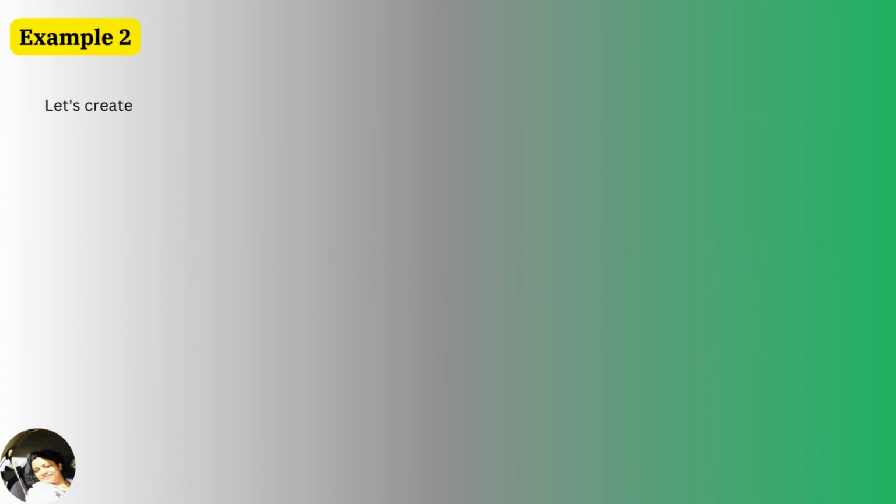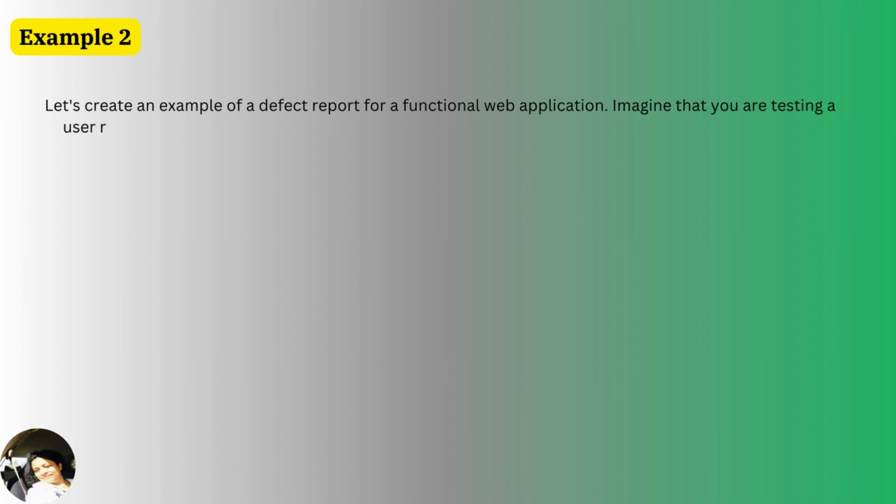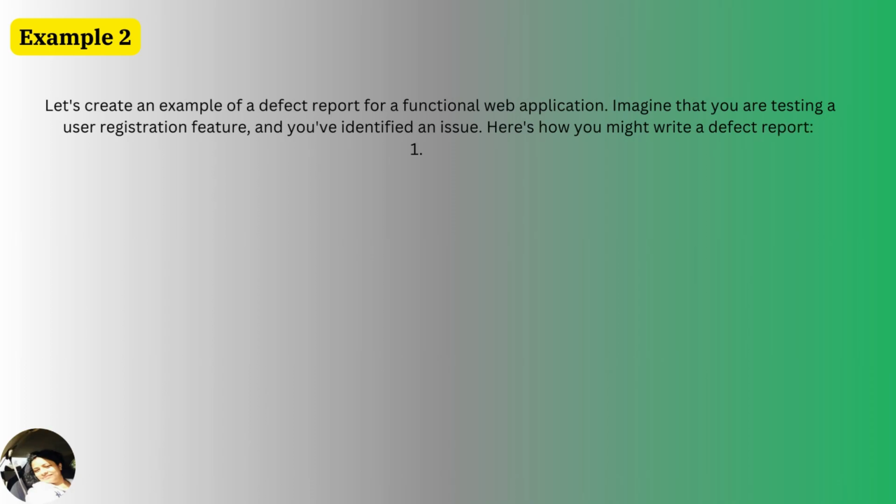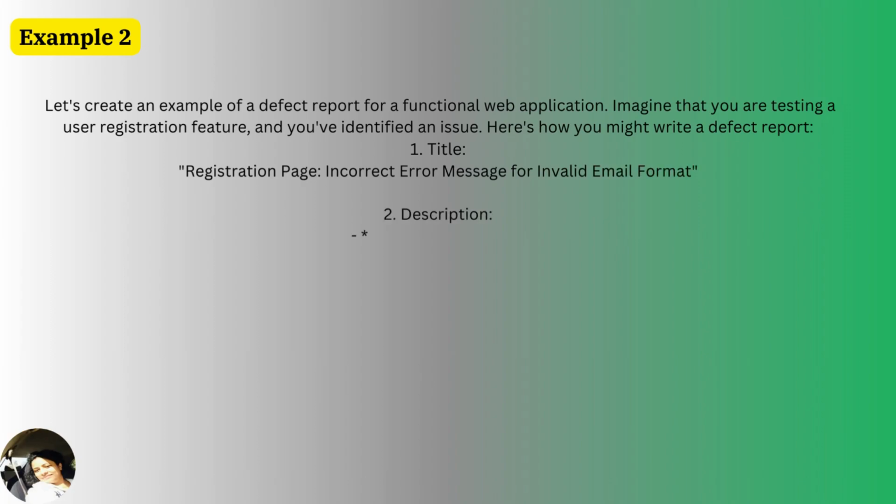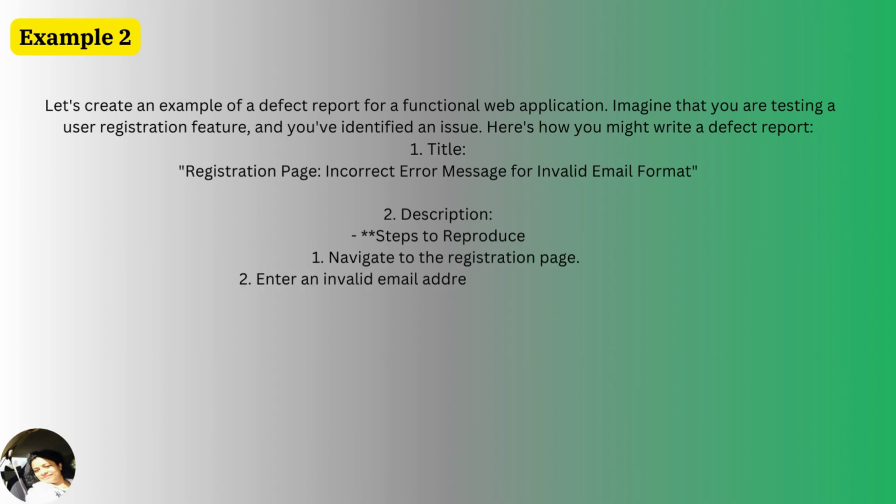Let's create an example of a defect report for a functional web application. Imagine that you are testing a user registration feature and you have identified an issue. Here is how you might write a defect report. Title: Registration page incorrect error message for invalid email format. In the description, I am going to write steps to reproduce. First, navigate to the registration page. Second, enter an invalid email address, for example, user@domain. Third, click the submit button.